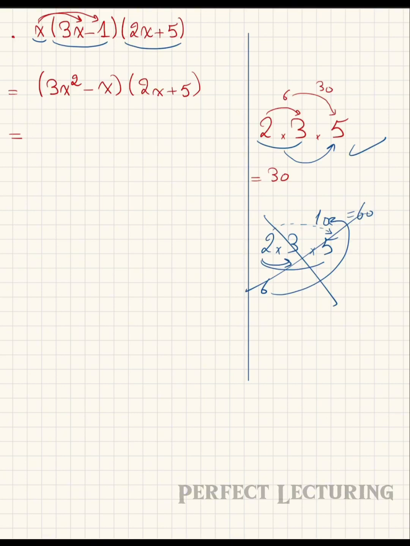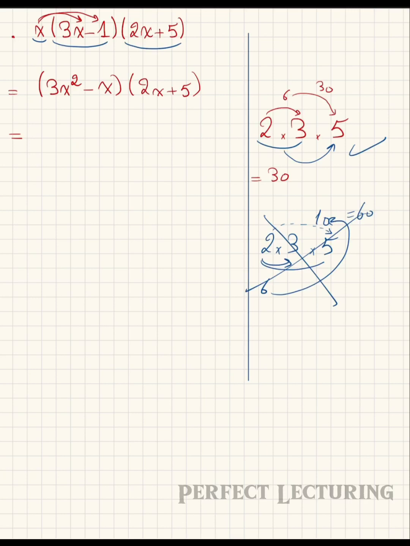Can I multiply, for example, x by 2x plus 5, and then distribute it over 3x minus 1? Yeah, of course. As long as you do not multiply the x by both factors, that's good. In short, I multiplied by one of the factors, and then the answer I multiplied by the second factor.